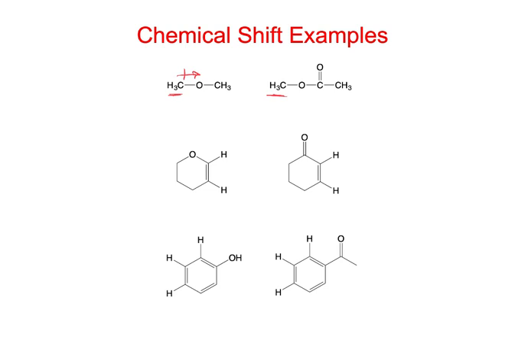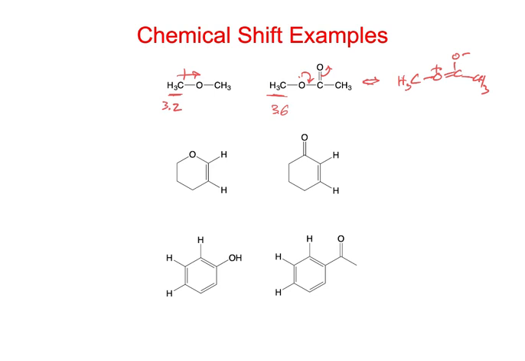Why? Is it resonance? Because of resonance, right? Because this one has a resonance form like this. So with the plus, I think it's even more strongly electron withdrawing. For an ether, this is usually about 3.2 parts per million. For an ester, it's like 3.6.